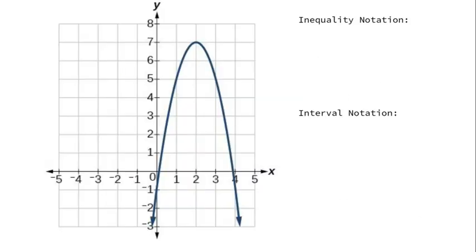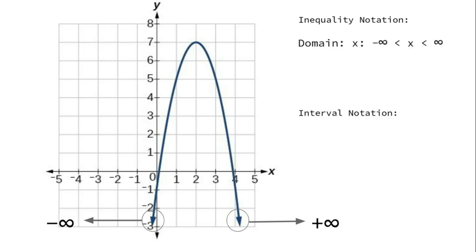So let's do this again. Left side very slowly goes to negative infinity, and the right side very slowly goes to positive infinity. So negative infinity is less than x is less than positive infinity. And in interval notation, because we did not say equal to, we use parentheses on both sides.